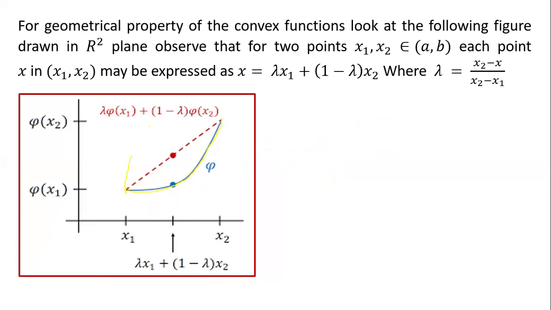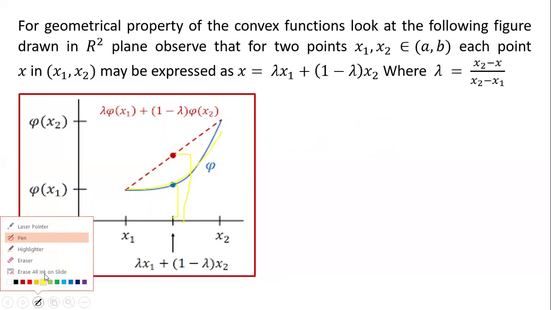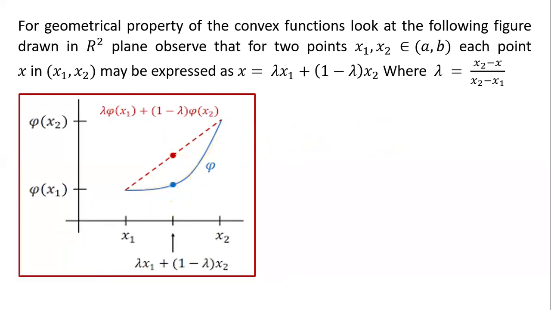Because otherwise, if you draw it, then obviously this point will lie here, so it will not be less than. So if you want to make this ordinate less than this ordinate, then obviously the shape of the curve should be like this. So that's why the function is known to be a convex function. Hope you have all understood it.